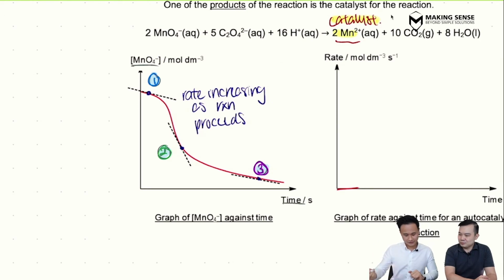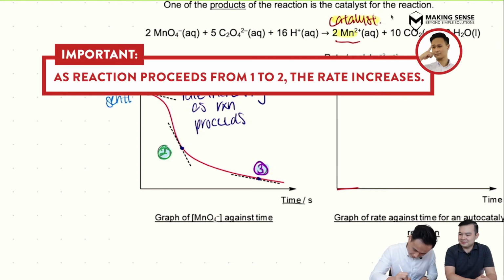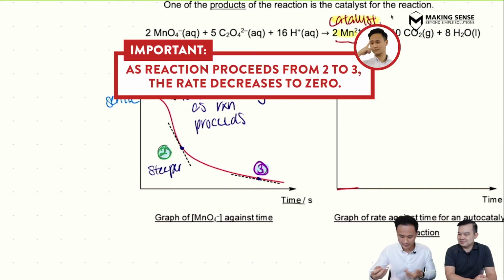Now, Mr. Leong, I want you to see how the gradient at the beginning is very gentle. Right. And as the reaction proceeds with time, the gradient becomes steeper and steeper. Yeah. And then all the way towards the end, it goes to 0. Okay. It becomes more gentle until it hits a horizontal line, right? Then it becomes horizontal and the reaction ends.